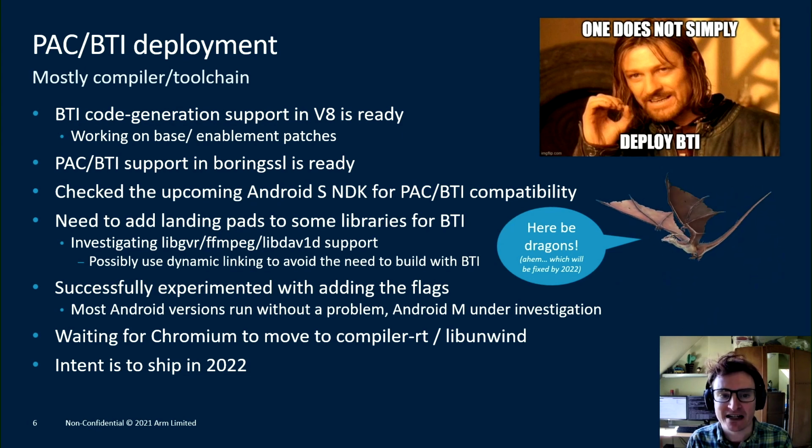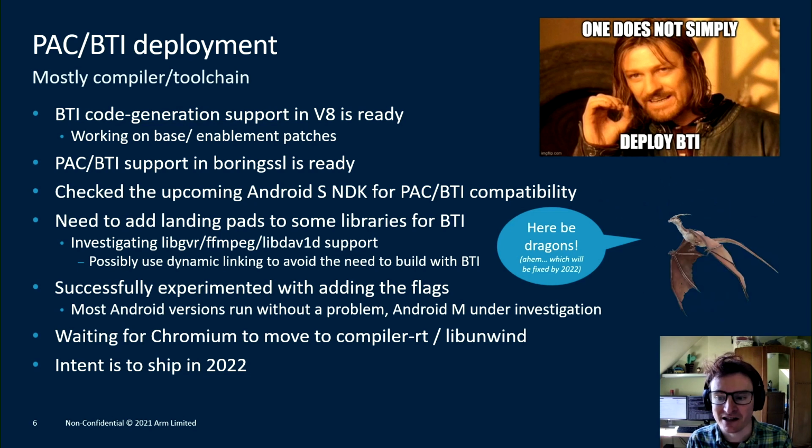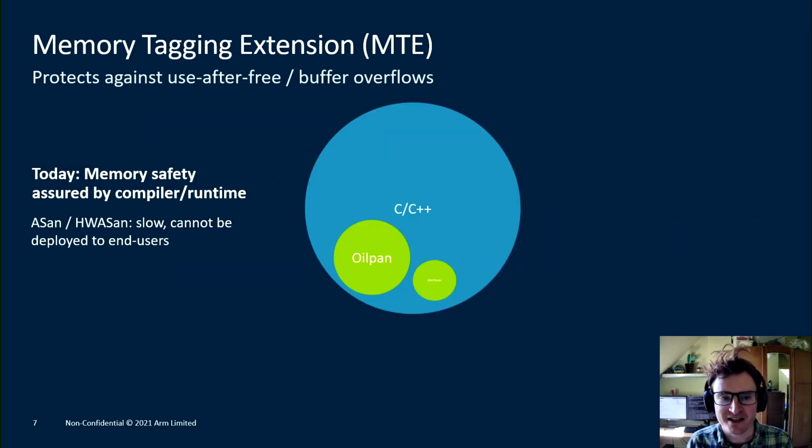V8, the Android NDK, and some key libraries like BoringSSL now support PAC and BTI. We're still looking at all of Chromium's libraries and troubleshooting issues on old Android versions. Switching to compiler-rt and libunwind should improve this. Deployment Dragon reckons we should be shipping in the next year or so. Moving on to memory safety.